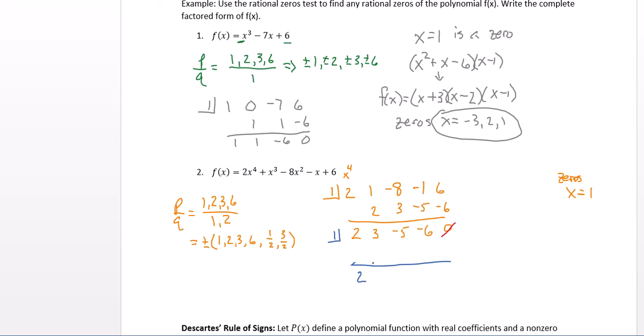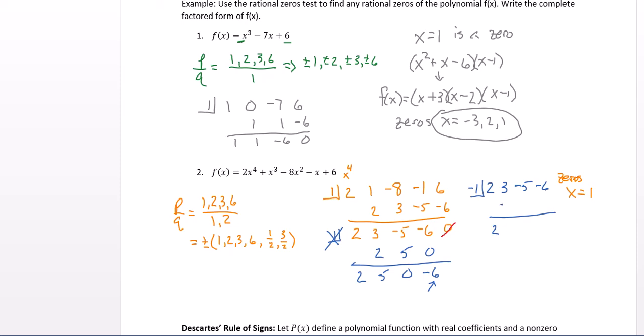Drop the 2, multiply to go up and over, add straight down, multiply to go up and over, add straight down, multiply to go up and over. So not a factor. That one's not going to work because my remainder is not 0. So I'm going to try again. This time I'm going to try a -1 into 2, 3, -5, -6. Yeah, I'm kind of cramming it in here. My spacing wasn't planned very well.